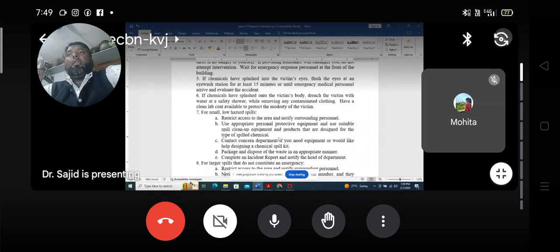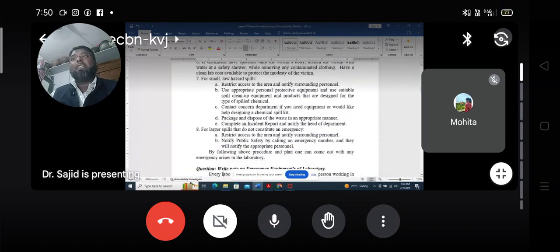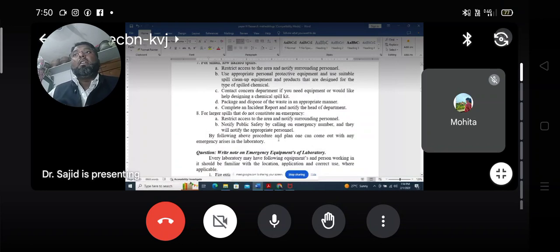While doing the PhD, if the research topic you have chosen involves pesticides or microbial activity, at that time you have to adopt the particular equipment that may protect you. Package and dispose of the waste in the appropriate manner. Complete an incident report and notify the head of department.